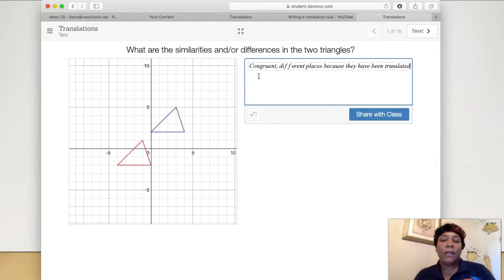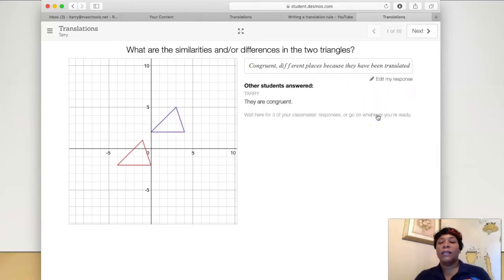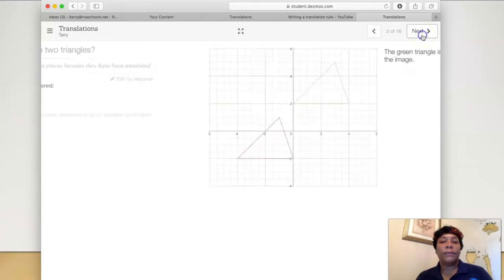So I just put in a couple. They're congruent. They're in different places because they have been translated. You can put in whatever makes sense about the similarities and of course the differences. Then you're going to just hit share with class. So I'm just going to hit share with class and I can see that right here. This is what I have. All right. Then I'm going to go ahead and hit next.